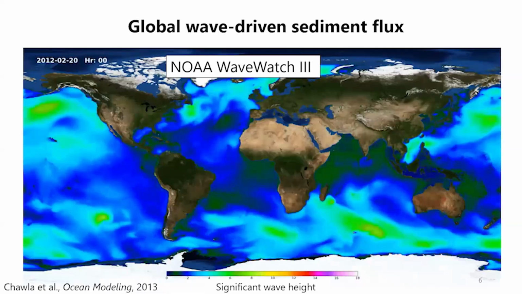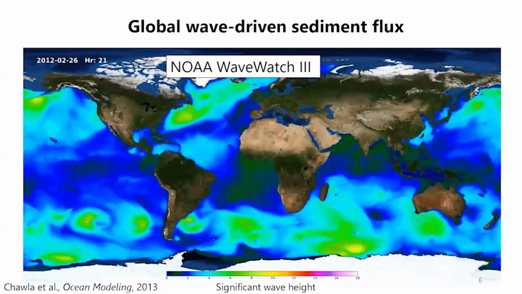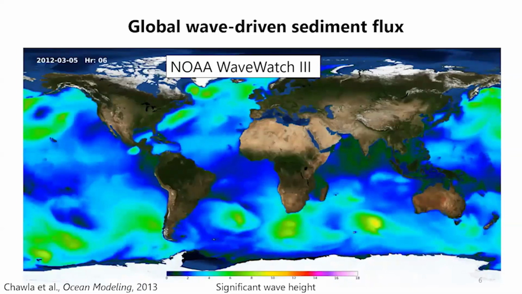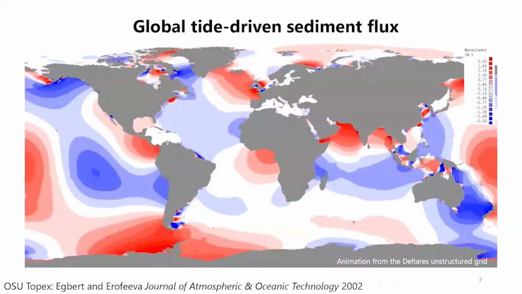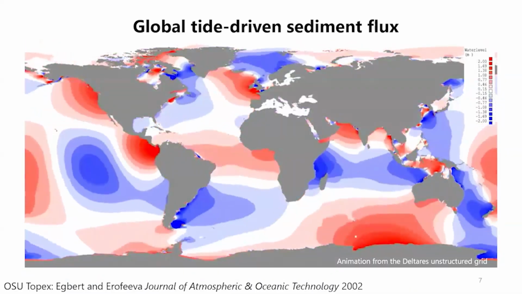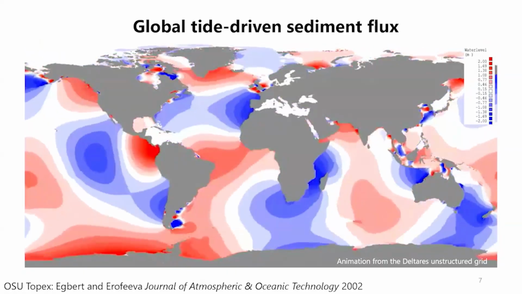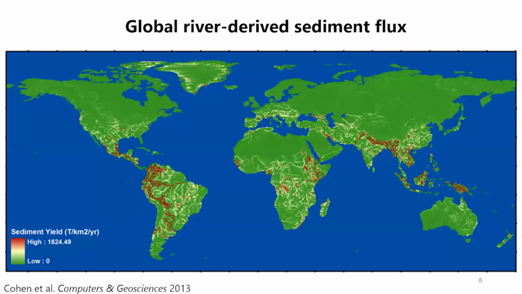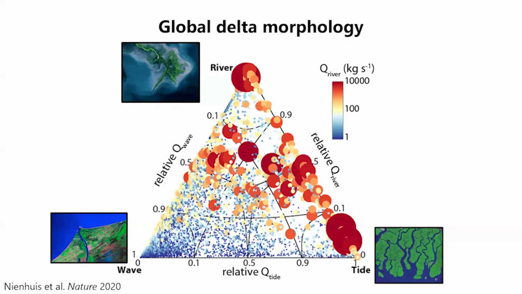All right, so we have global wave models like NOAA WaveWatch that we use to get this Q wave, this wave-driven sediment flux. We have global tide models like TOPEX to get tidal velocities and tidal amplitudes globally for our tide-driven sediment flux. And we have empirical river sediment models to get us an idea about how much sediment is delivered to all of these 10,000 river mouths. And based on these three data sets and some other data sets as well, we can plot all of these 10,000 deltas into this triangle, and the size of the circle denotes the size of the delta.